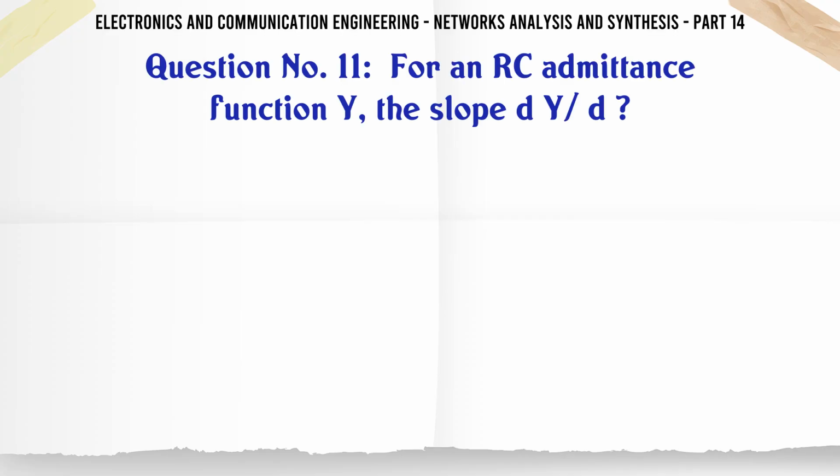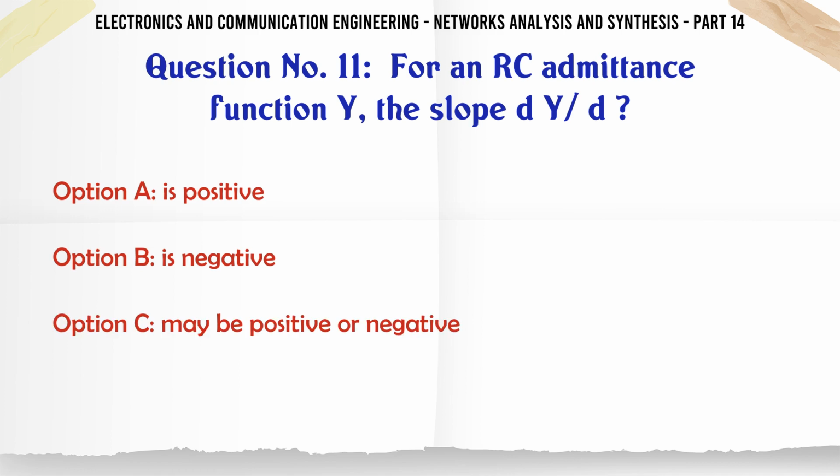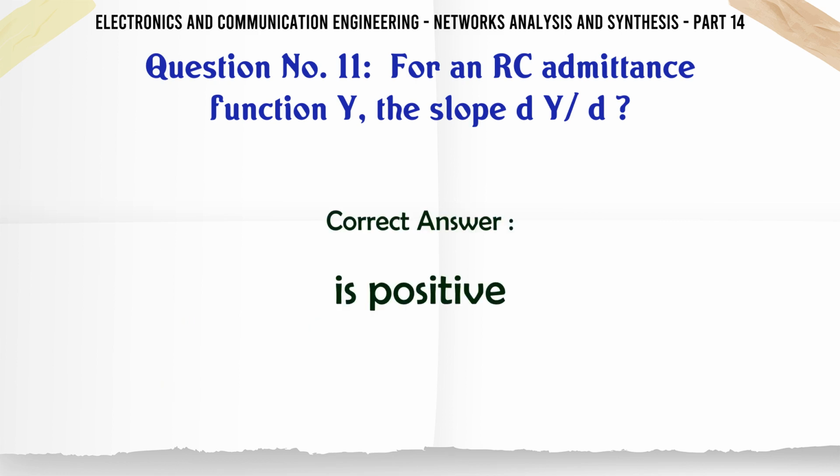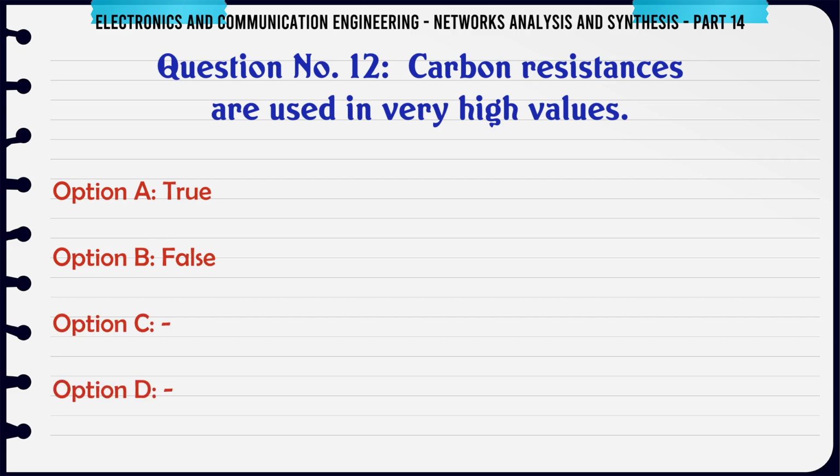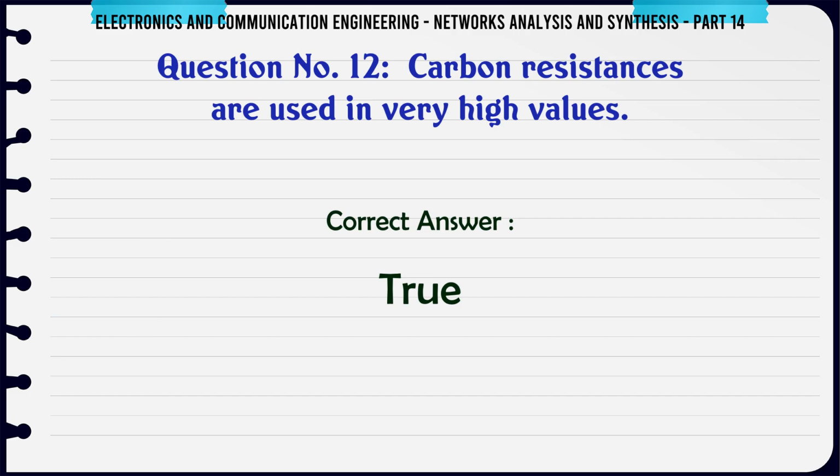For an RC admittance function Y, the slope dY/dσ is A. positive, B. negative, C. may be positive or negative, D. 0. The correct answer is positive. Carbon resistances are used in very high values. A. True. B. False. The correct answer is true.